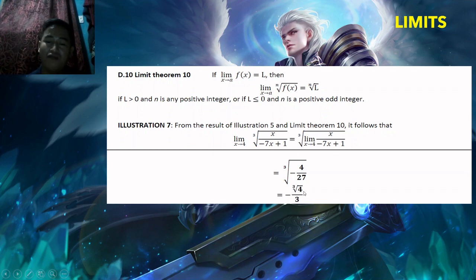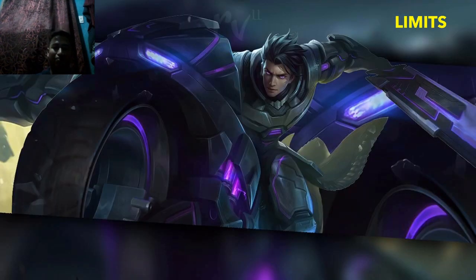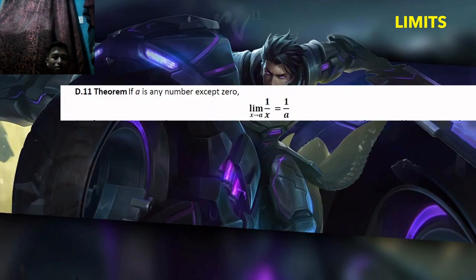So, the cube root, negative cube root of 4 over 3. Again class, since the 4 is directly 27, you can also directly substitute the 4 for x here. So it becomes 4 over, again this is 4, so negative 28 times negative 7, so negative 28 plus 1, negative 27. And then solve. Okay.